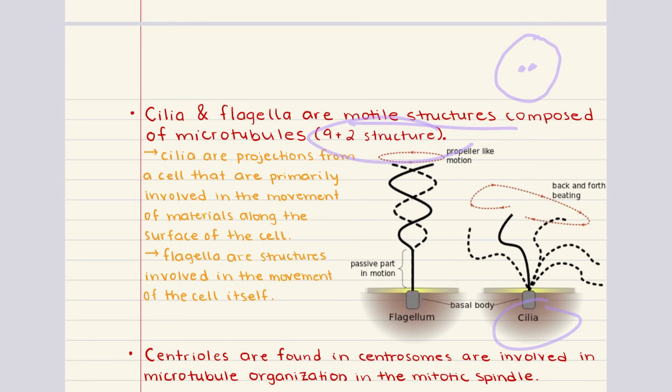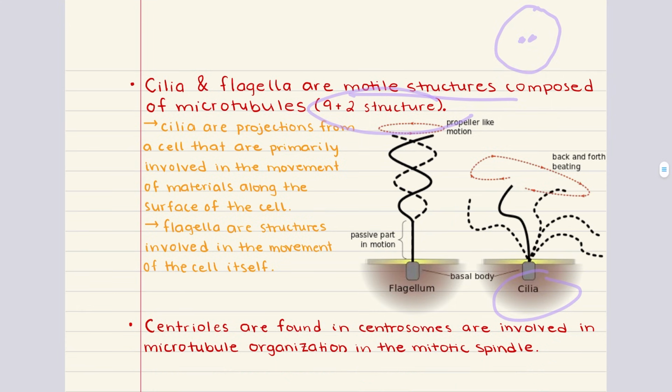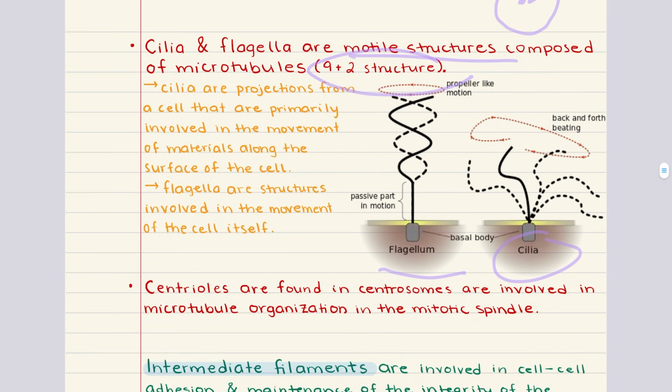Now, cilia are short projections that move fluids or particles along the surface of the cell. So for example, the respiratory tract is lined with cilia to move mucus upward. Flagella, in contrast, are longer and they're used to move the cell itself. So sperm cells are a good example of that. During cell division, microtubules can also organize into the mitotic spindle, which is what separates the chromosomes.